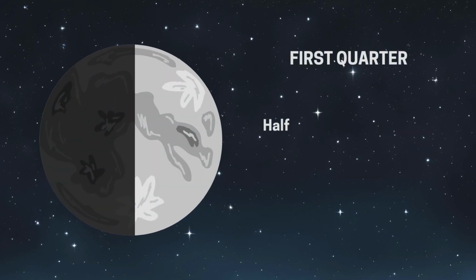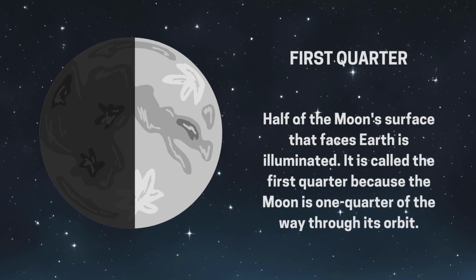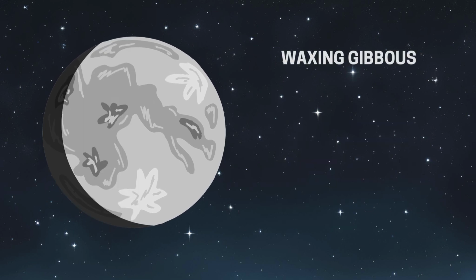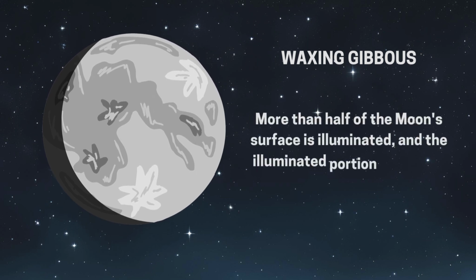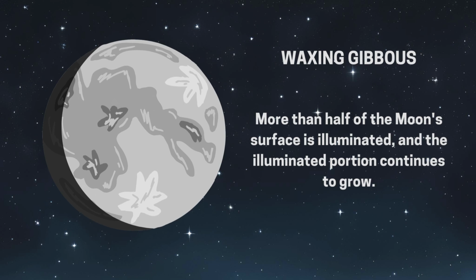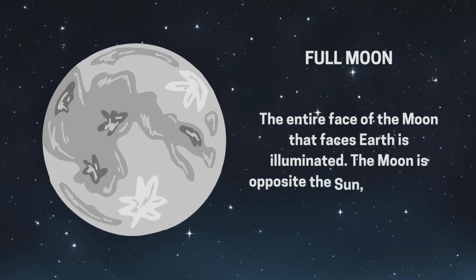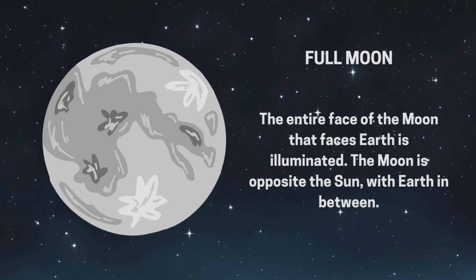First quarter. Half of the Moon's surface that faces Earth is illuminated. It is called the first quarter because the Moon is 1/4 of the way through its orbit. Waxing gibbous. More than half of the Moon's surface is illuminated, and the illuminated portion continues to grow. Full Moon. The entire face of the Moon that faces Earth is illuminated. The Moon is opposite the Sun, with Earth in between.